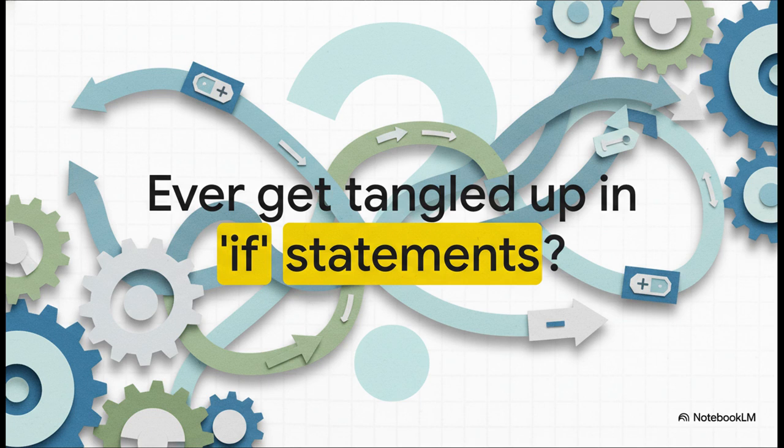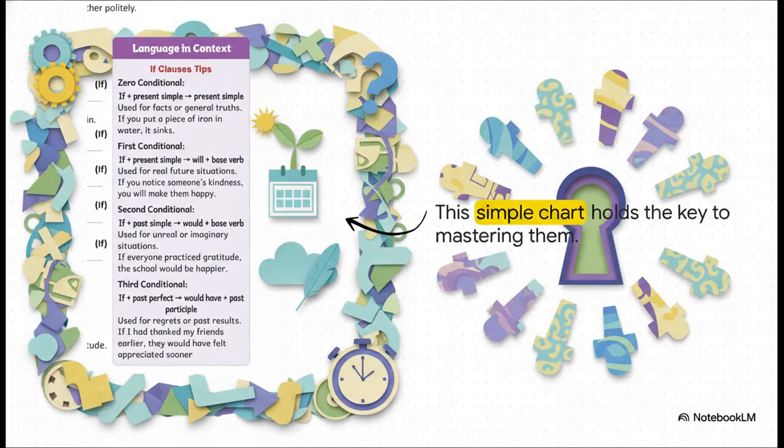So, be honest. Does your brain ever just freeze up when you have to figure out what tense comes after the word if? If it does, don't worry, you are definitely not alone. These if statements can seem super tricky, but I promise you, there's a simple, elegant logic to them, and we're about to uncover it. And here it is. This is our roadmap for today. This one simple chart lays out the 4 basic types of conditionals we use in English. We're just going to walk through it one step at a time, starting with the easiest one of all.